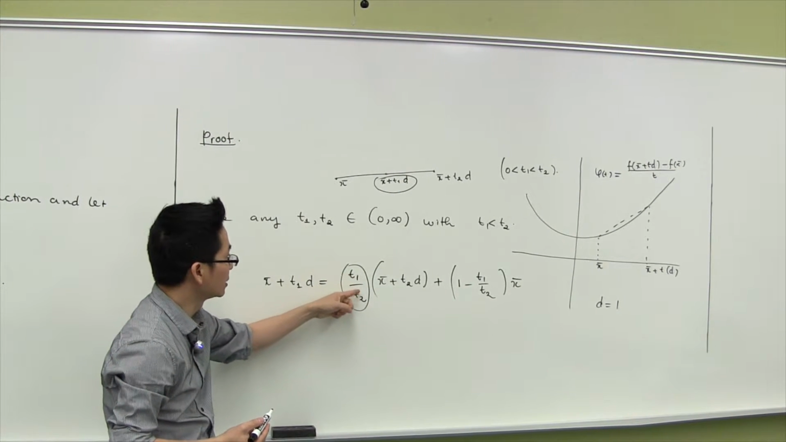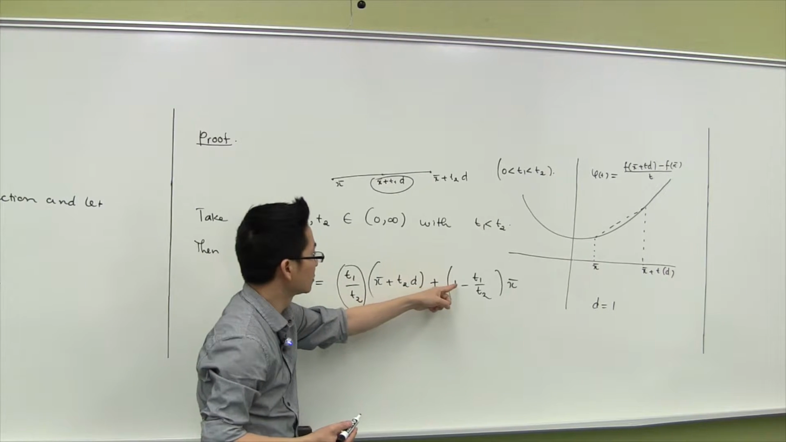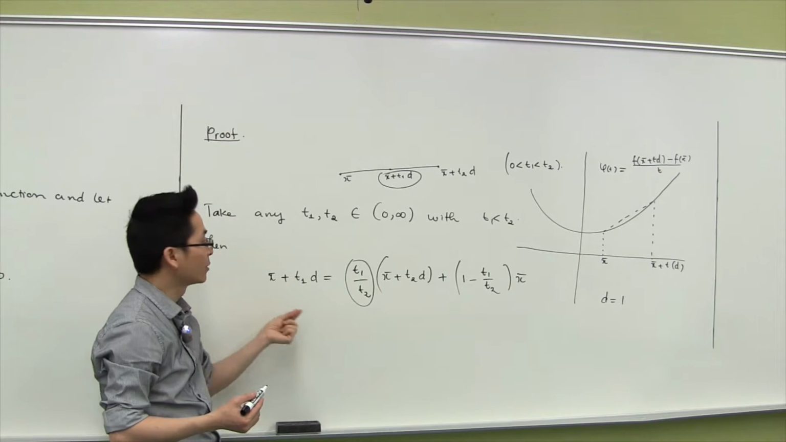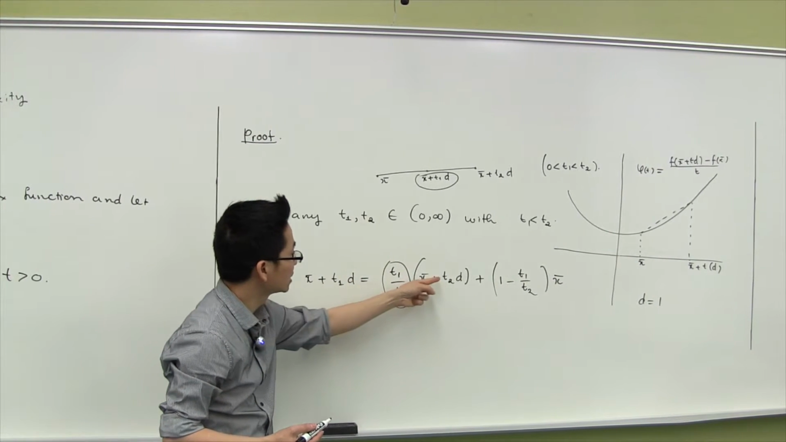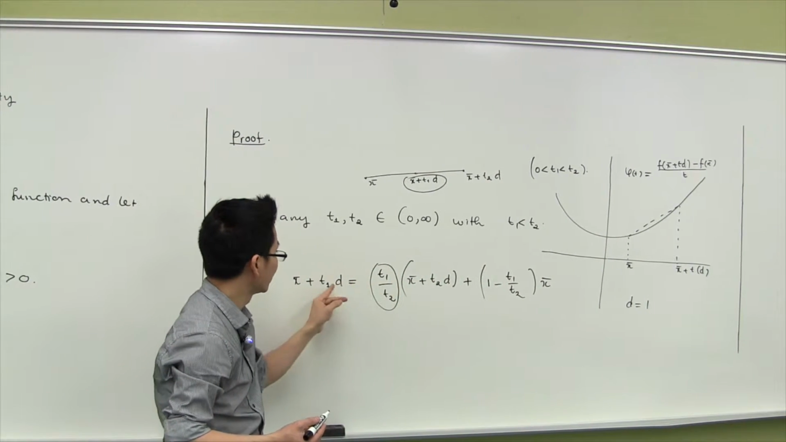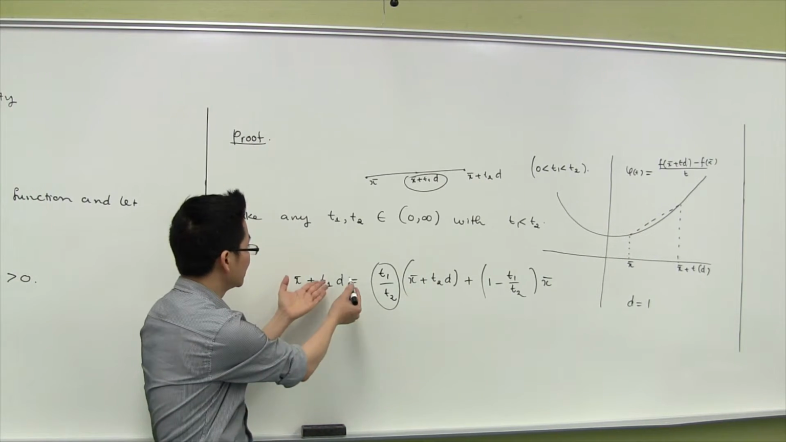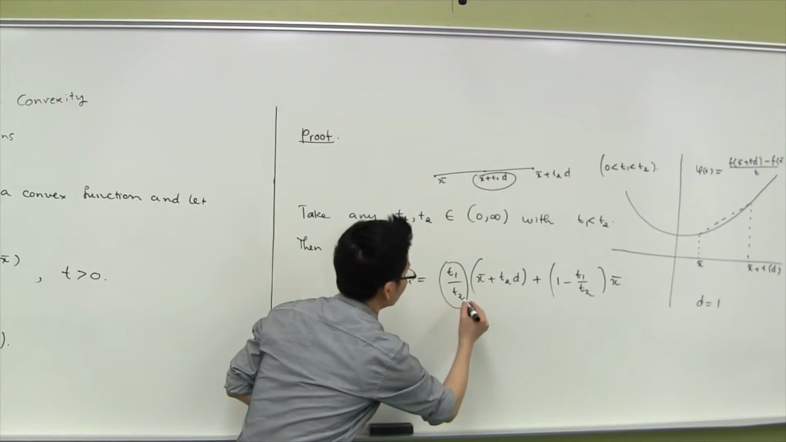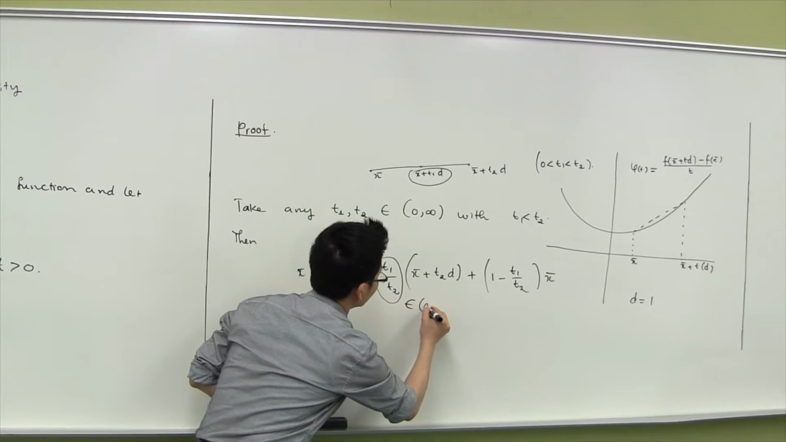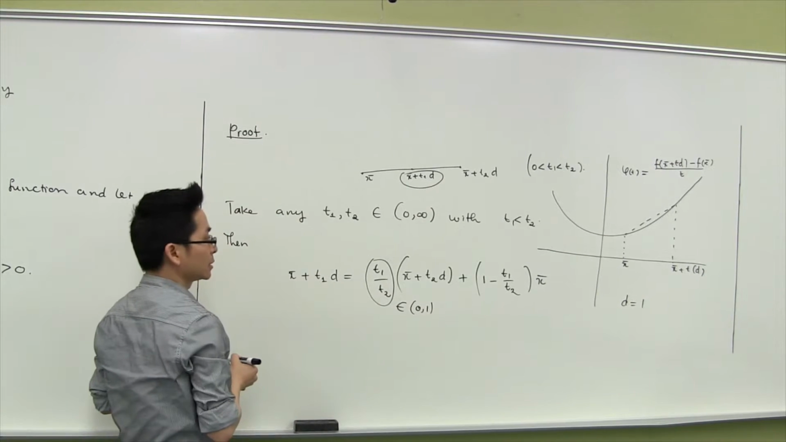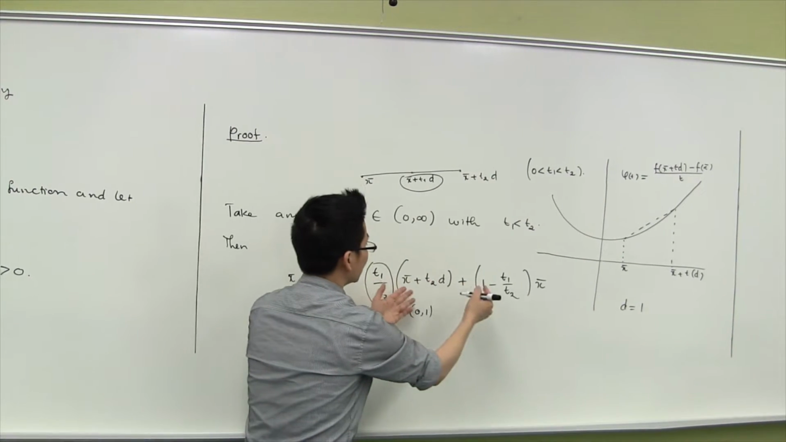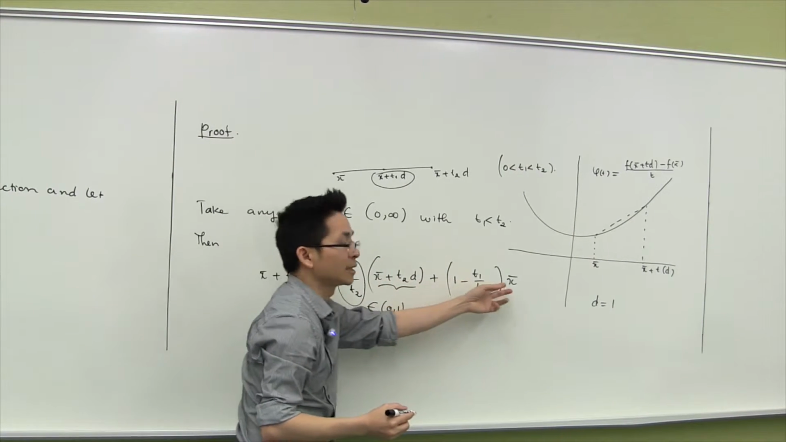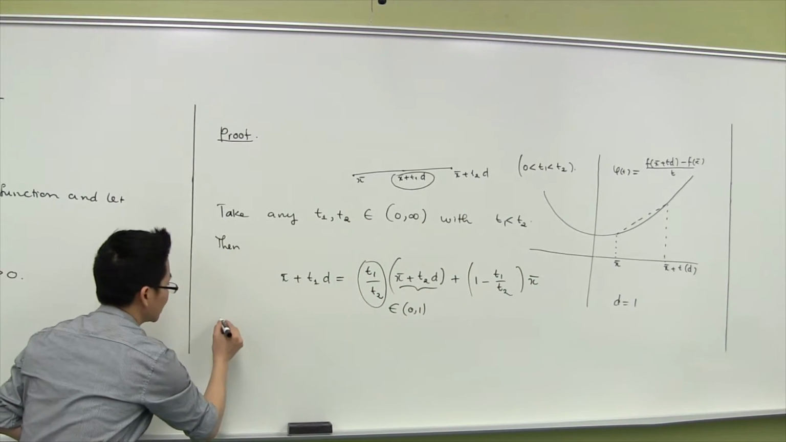This is t1 over t2 times x bar. This is 1 minus t1 over t2 times x bar. So we have x bar. And now here, this is t1 over t2 times t2d. So we have t1d. Therefore, this equality holds. Now, because this is a number between 0 and 1, this is actually a convex combination of x bar plus t2d and x bar.